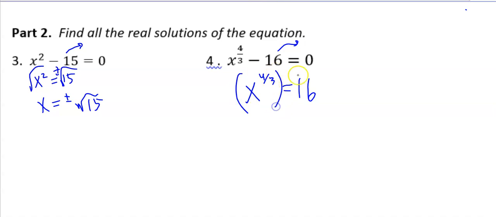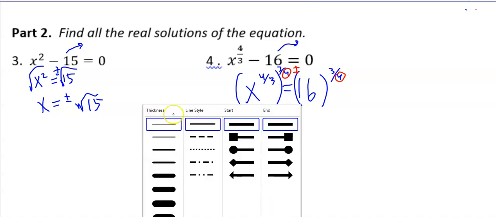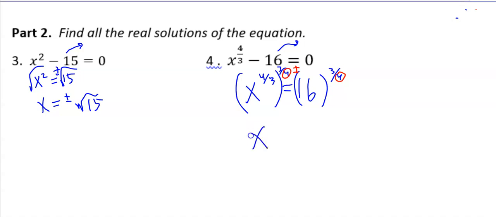Put both sides to the power of the reciprocal power, which is 3/4. Now notice we just took the 4th root, which is an even root of both sides. So don't forget to put plus or minus on one side here. So we're going to get x equals plus or minus 16 to the 3/4. So now we've got to evaluate that.